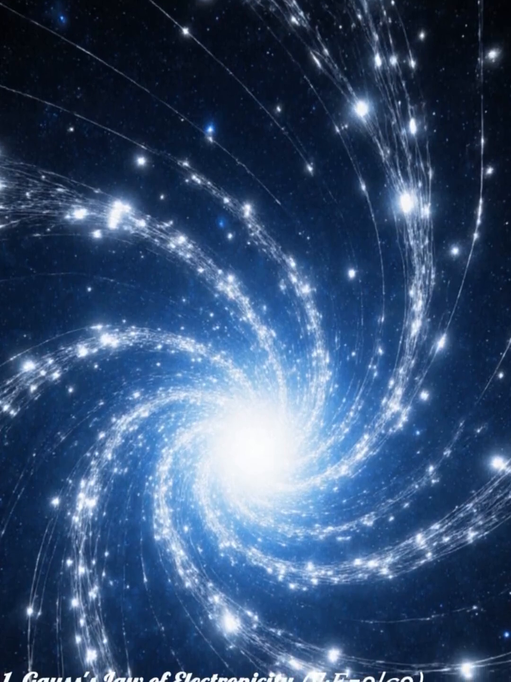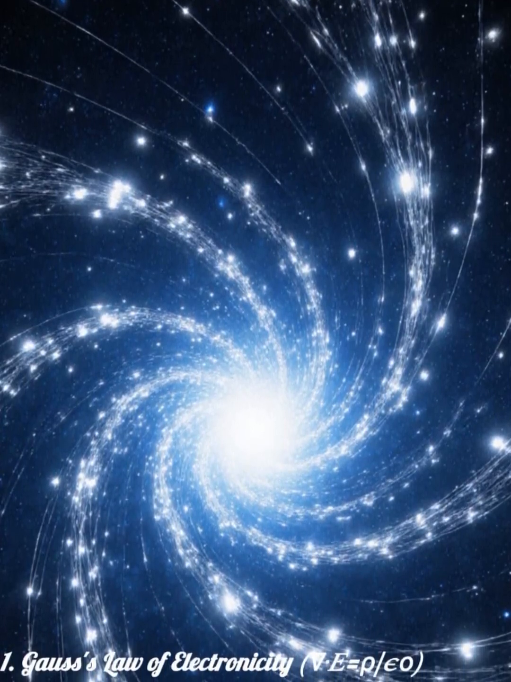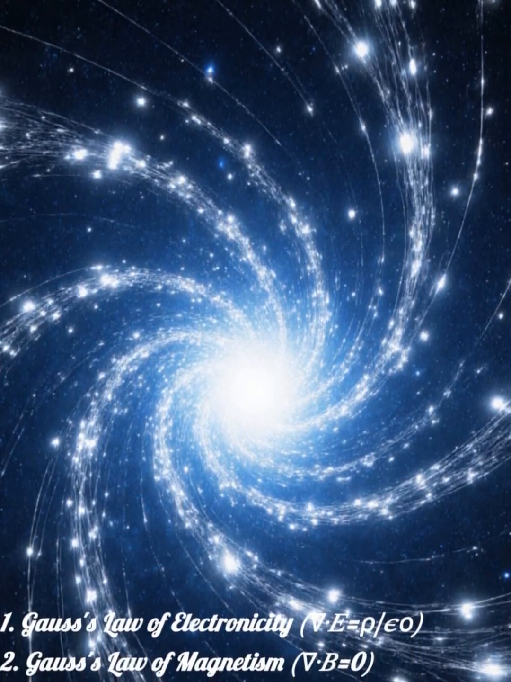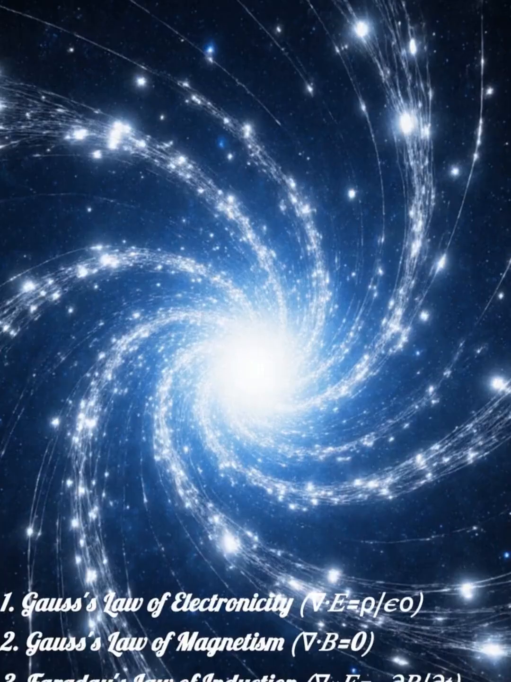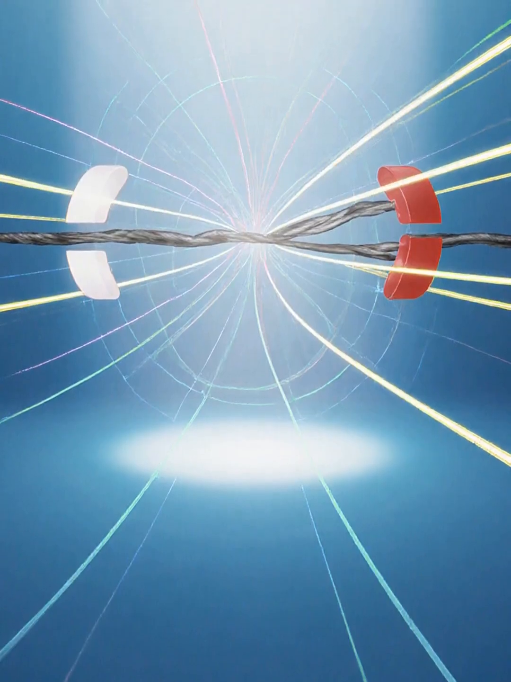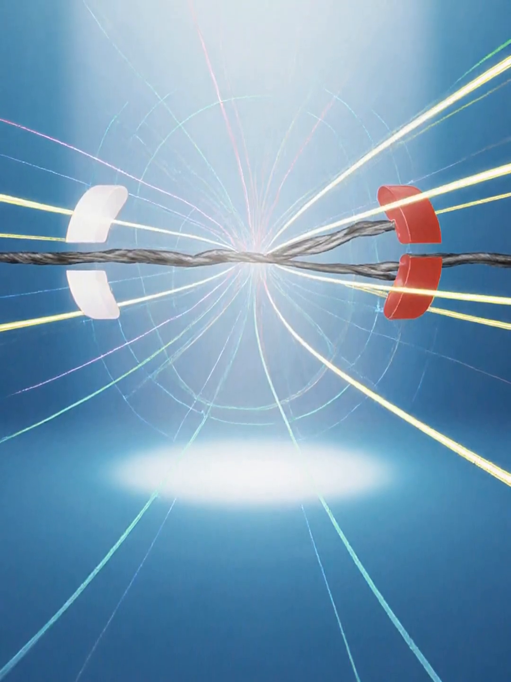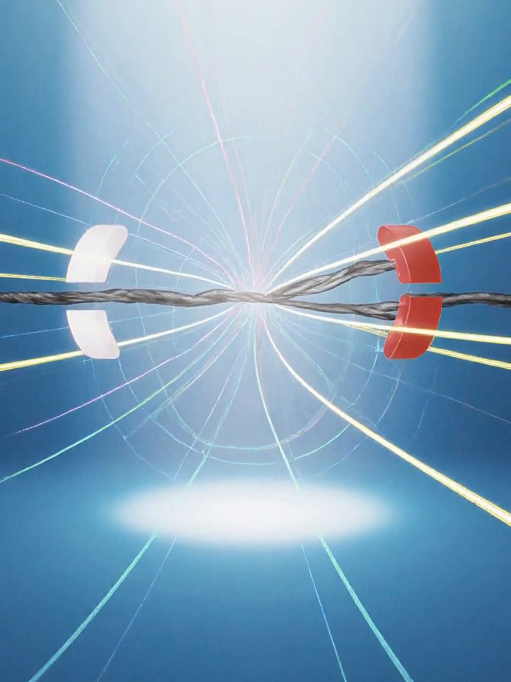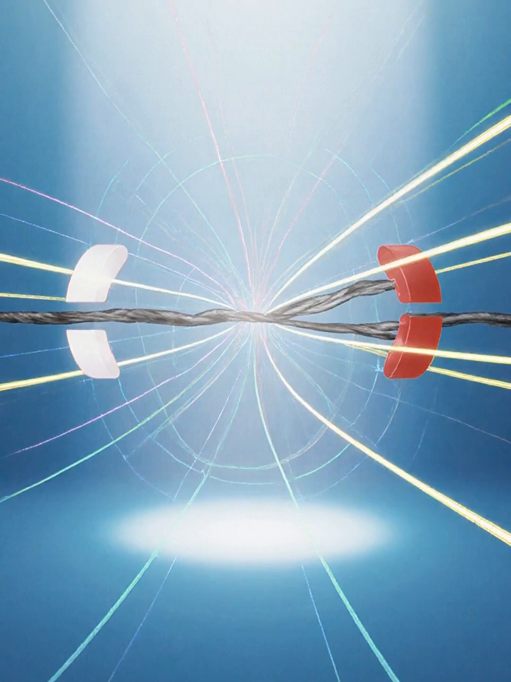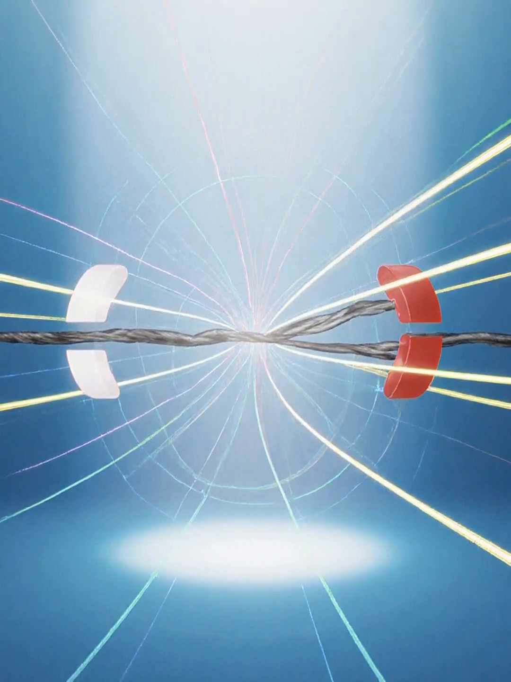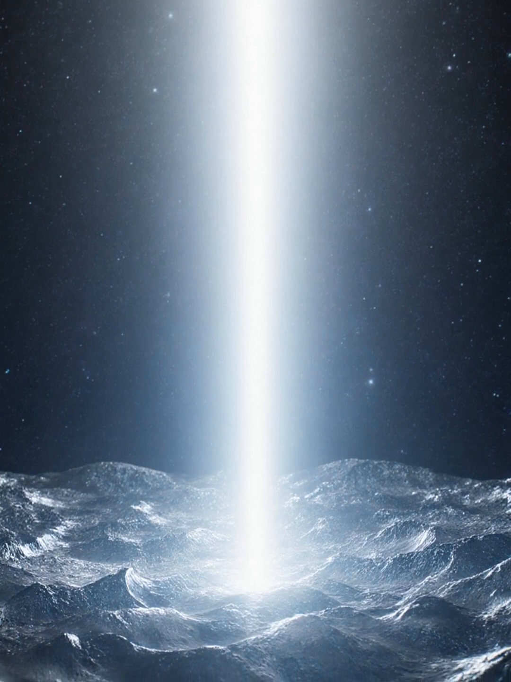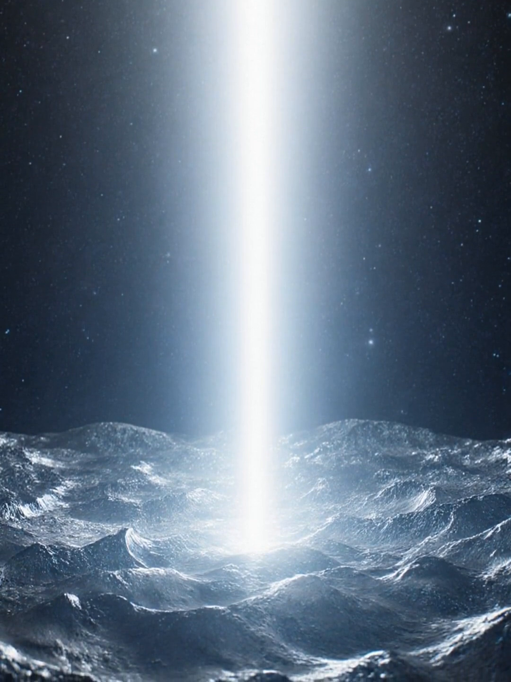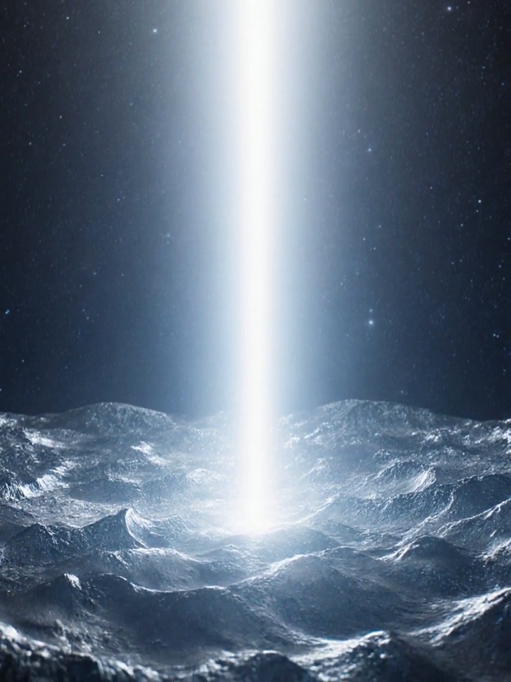Maxwell's laws, or equations, are four fundamental equations that describe the behavior of electric and magnetic fields, unifying electricity, magnetism, and light, showing how charges and currents create fields, and how changing fields generate each other, forming the basis of classical electromagnetism and leading to the understanding of light as an electromagnetic wave.